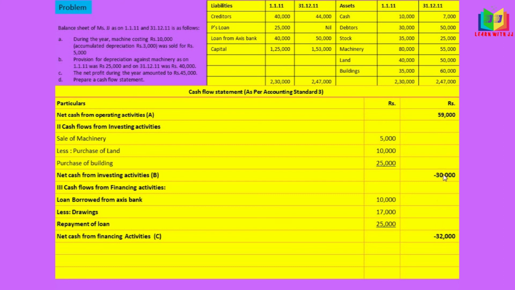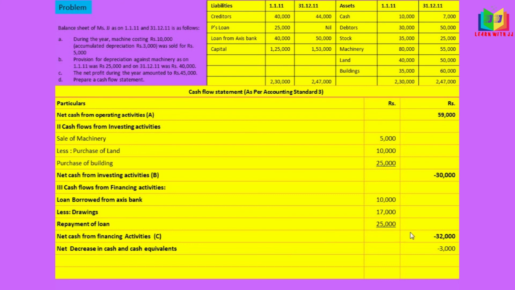This is a positive figure and these two are negative figures. We have to add these two and subtract it from this 59,000. If we add this, we'll get 62,000 and this is 59,000. If we subtract 59 from that, we'll get minus 3,000. That is net decrease in cash and cash equivalent. If it is a positive figure, we will write net increase. Here we got a negative answer, so we'll write net decrease.